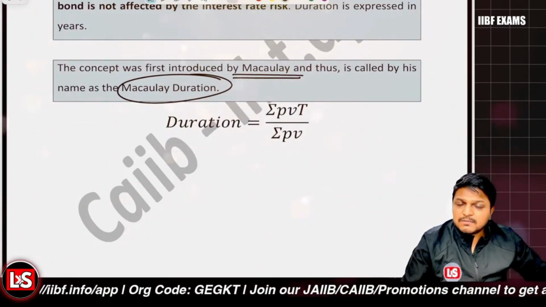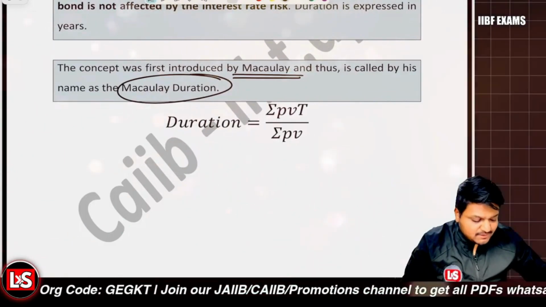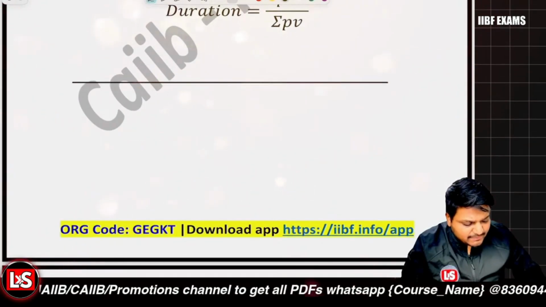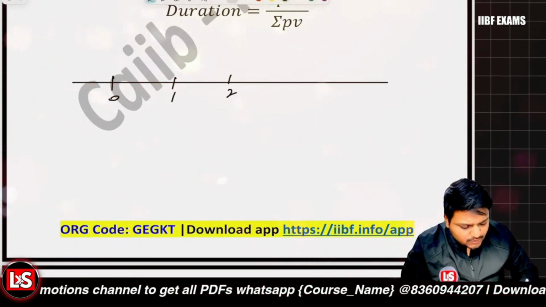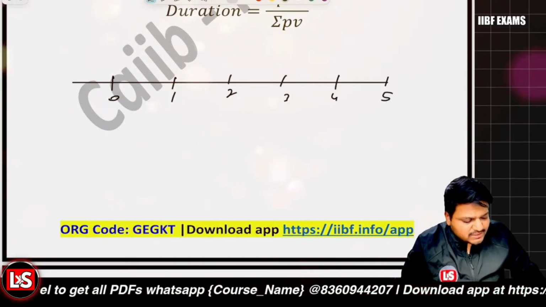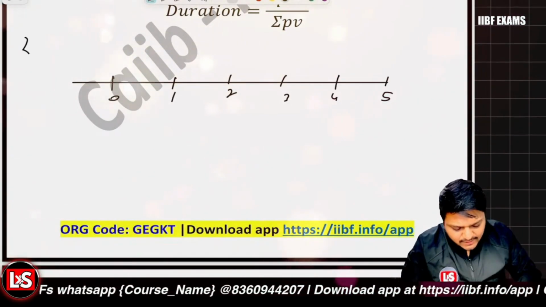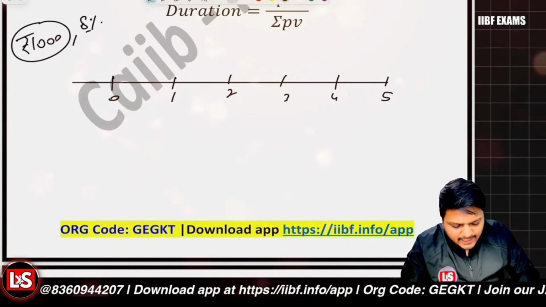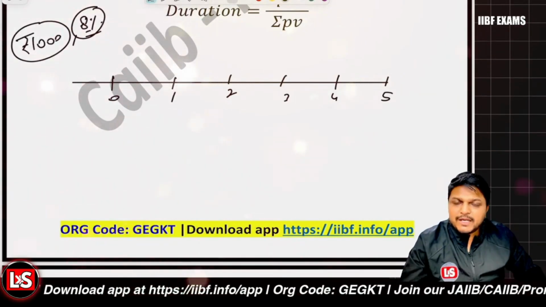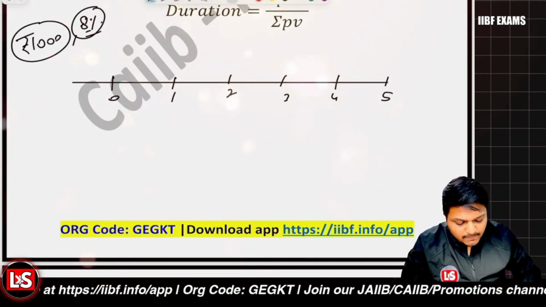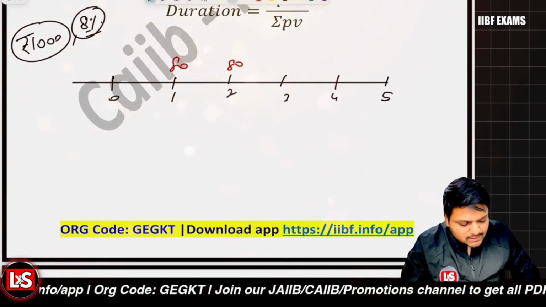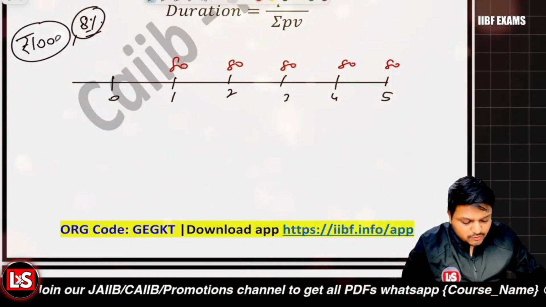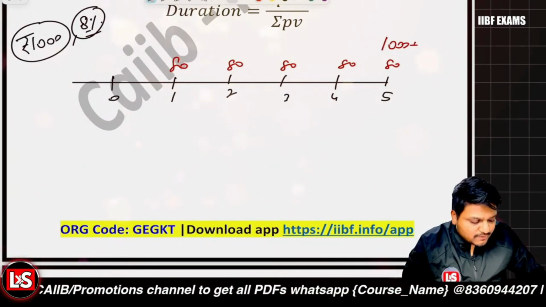It is the summation of PVT divided by the PV. PV is the present value of the bond. Let's say this is the timeline of the bond: 0, 1, 2, 3, 4, and 5. Let's say we are considering a 5-year bond, and the face value of the bond is rupees 1000, and you are earning a coupon of 8%. Coupon means the periodic interest payment that you will be receiving. So 8% of 1000 is 80 rupees per year that you will be earning. And at the end of the tenor, 5 years, you will also get the face value of the bond, that is rupees 1000.